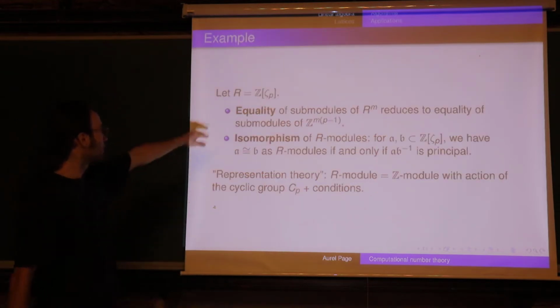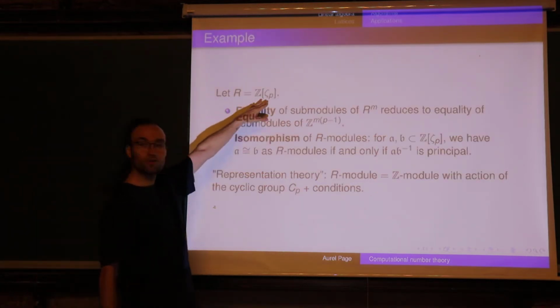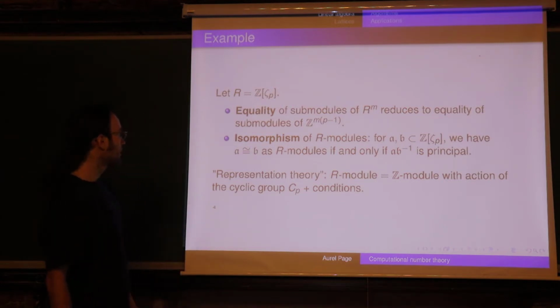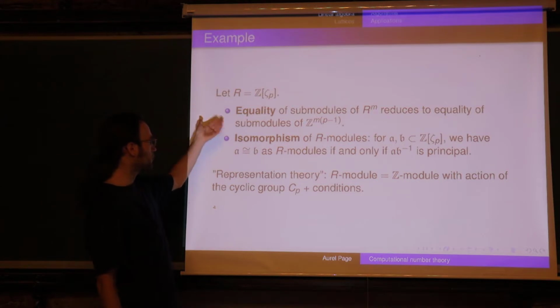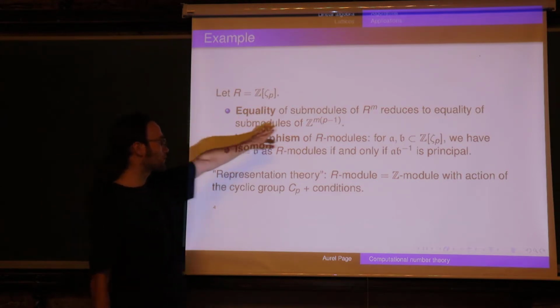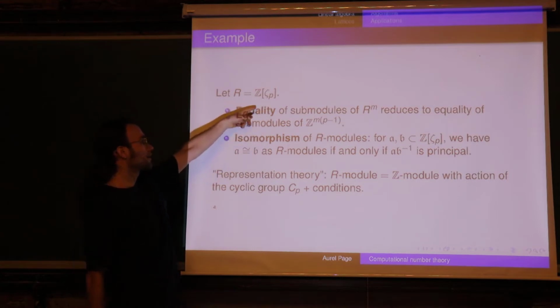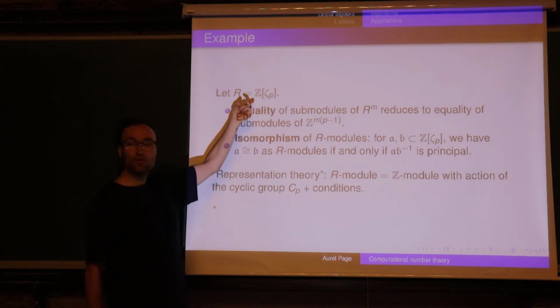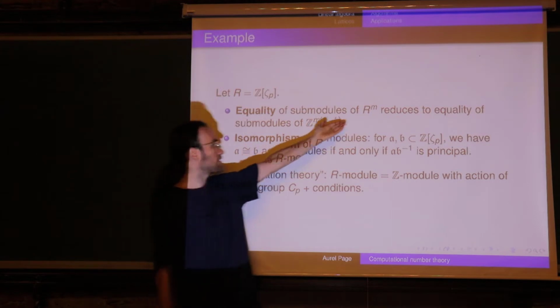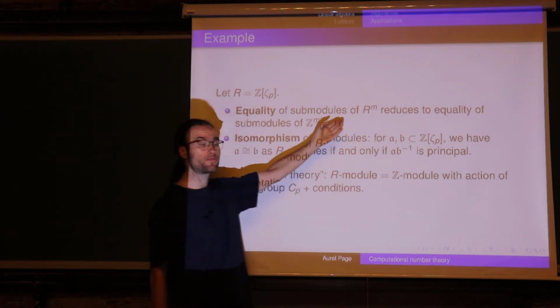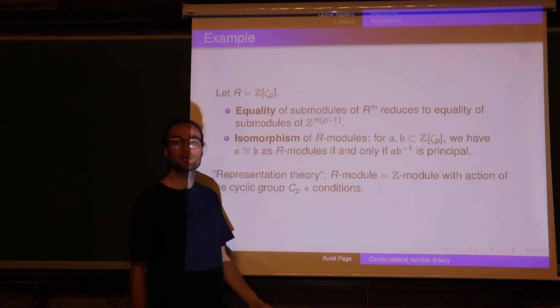So let's take R, which is Z adjoined a pth root of unity for some prime p. If you want to test equality of submodules of R^M, because this is just finite rank over Z, you can see this as a Z-module of higher rank, of rank M times (p-1).